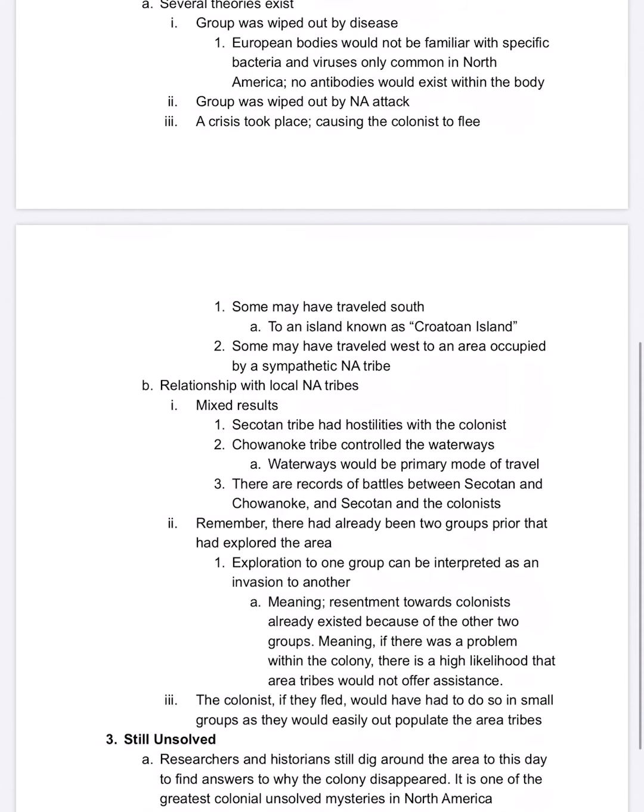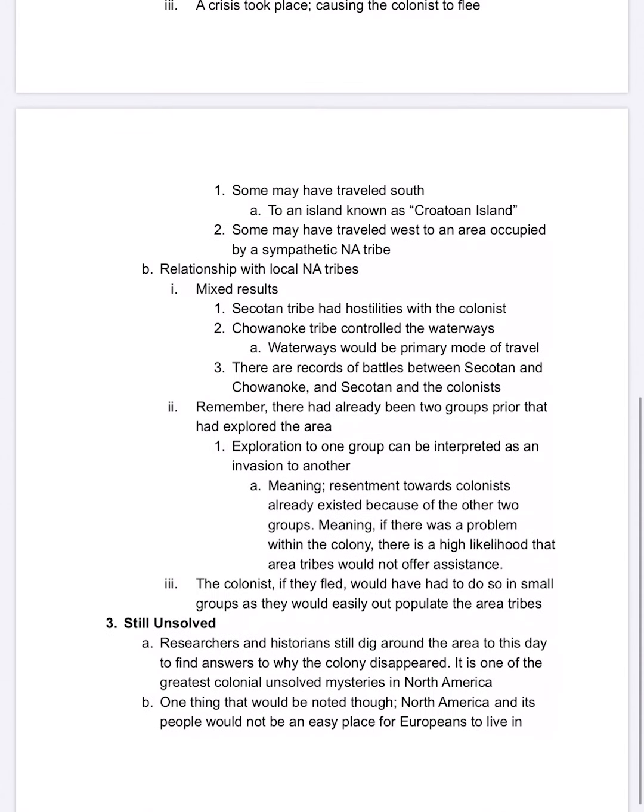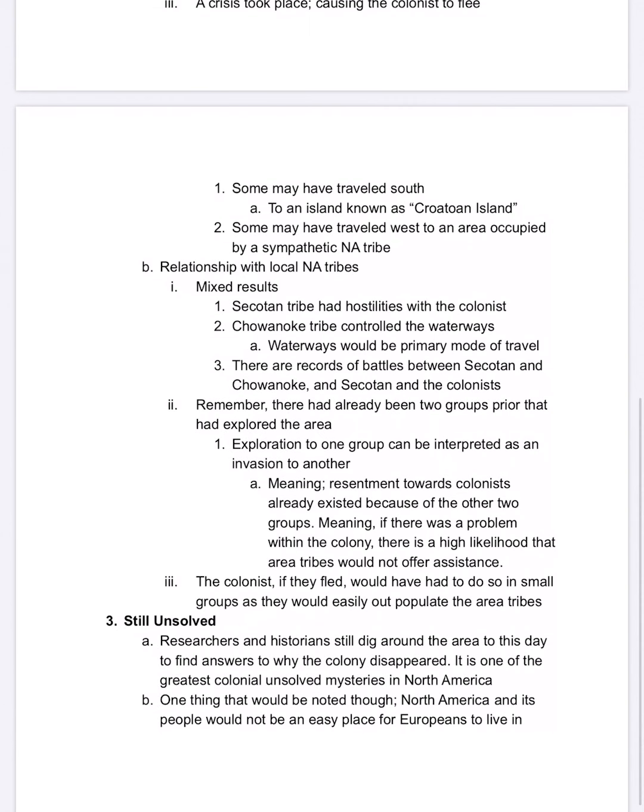That's the first theory. Others believe that the group was wiped out by a Native American attack, that the nations of North America finally got fed up and wiped them out. We know that this is a feasible theory because of the second group and the documentation that we have that they were not thrilled that the second group came in with a military presence.